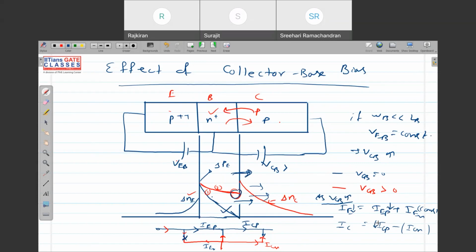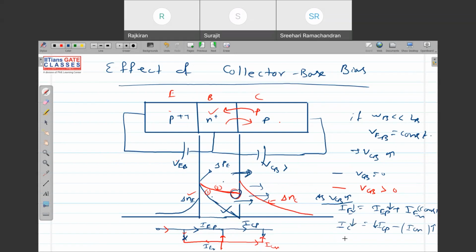And if you go on increasing the forward bias, then ICN will increase. ICN is nothing but the injection of electrons from base to emitter. So it will increase because you increase the forward bias. So what will happen to my IC? IC will decrease.